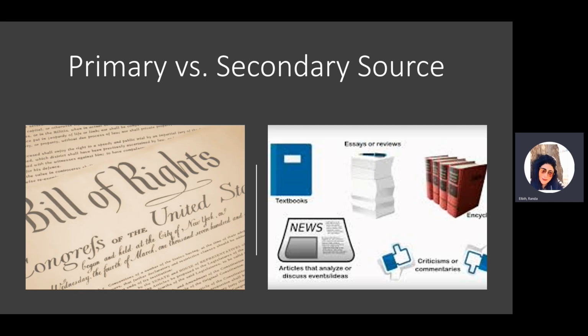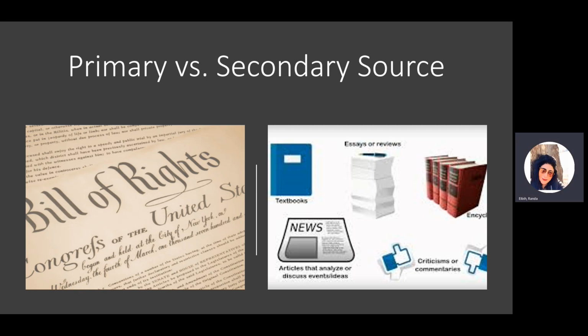An example of a primary source is the one on the left, the Bill of Rights. It's a primary source because it's original. It's a first-hand account of an event or a time period. It's written during or close to the time of the event, original creative writing or works of art, and primary sources also are factual, not analysis or interpretation.